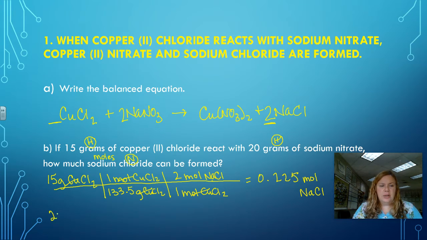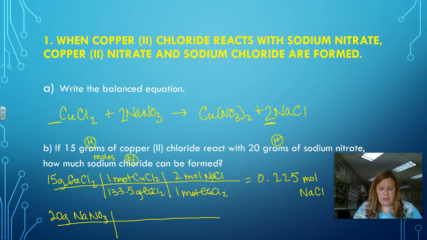So I'm going to go ahead and do 20 grams of sodium nitrate. I'm given 20 grams of sodium nitrate, and I'm going to find that my molar mass for sodium nitrate is 85 grams of sodium nitrate for every 1 mole. So I get it into moles because I cannot do a mole ratio out of grams. So I always have to get it to moles first.